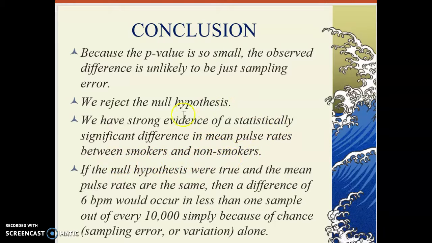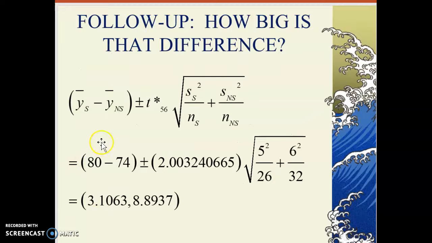Guys, notice the language that's used here and the context of the problem. If the null hypothesis were true, and the mean pulse rates are the same, then a difference of 6 beats per minute that we see in our study would occur in less than one sample out of 10,000, or approximately one sample out of 10,000, simply by chance alone. That's pretty unusual. So we want to look at how big of a difference we have here.